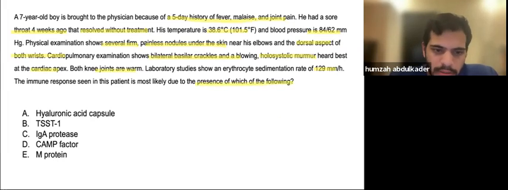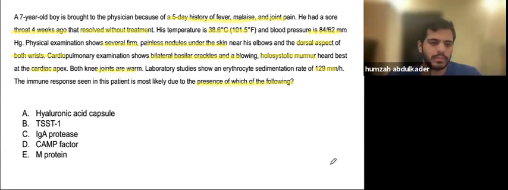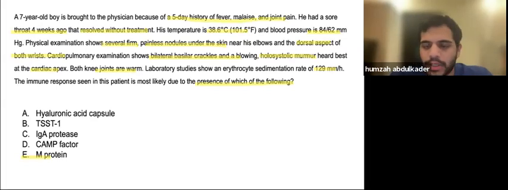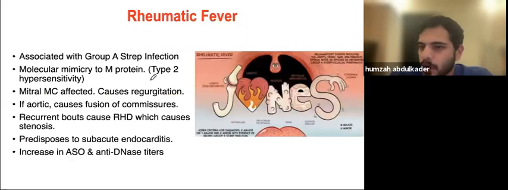So what do we think that it is? E, perfect. M protein, molecular mimicry. I feel like it's fairly straightforward. But just to go over it again, rheumatic fever is associated with group A strep. In this case, it was molecular mimicry to the M protein, right?